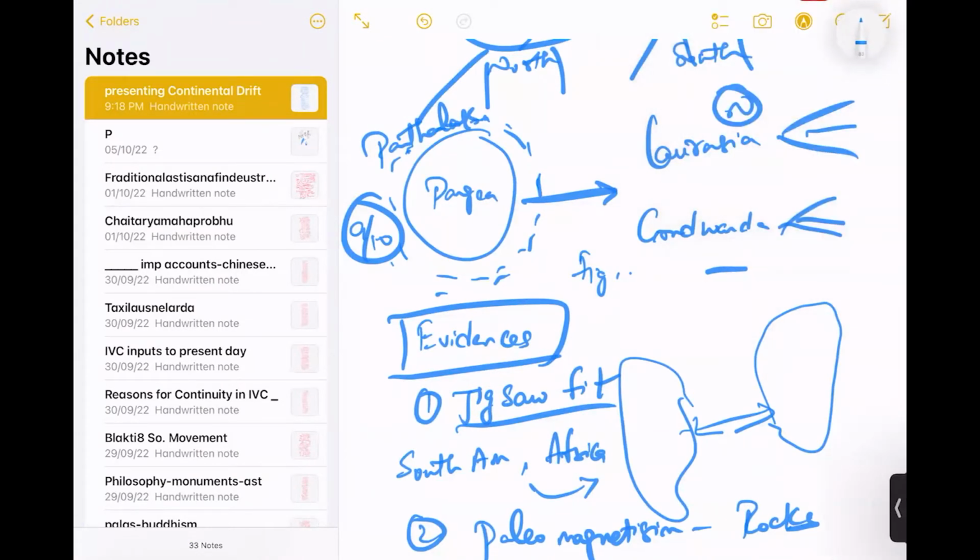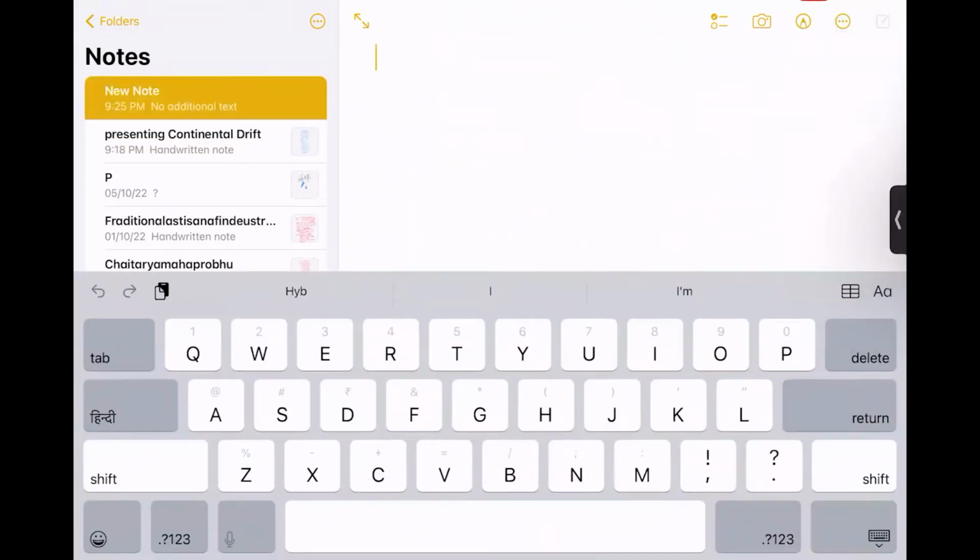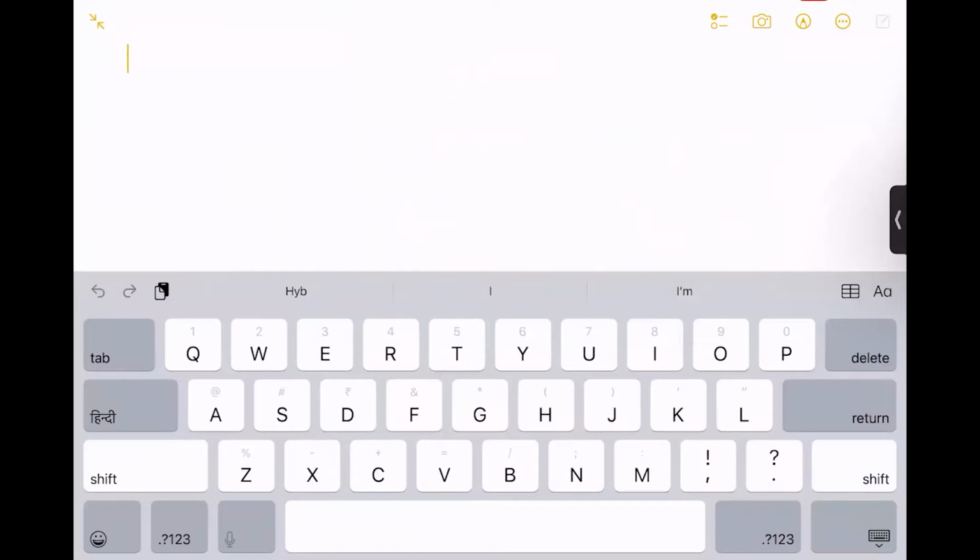What are the other two layers? Shanta Prasad. Mantle is the middle layer. What are the other two layers? Anyone? Core and crust. So what is the hierarchy of the three layers? Which comes first? Core, mantle, crust. Which comes first? Core? Yes, sir. Core comes first.